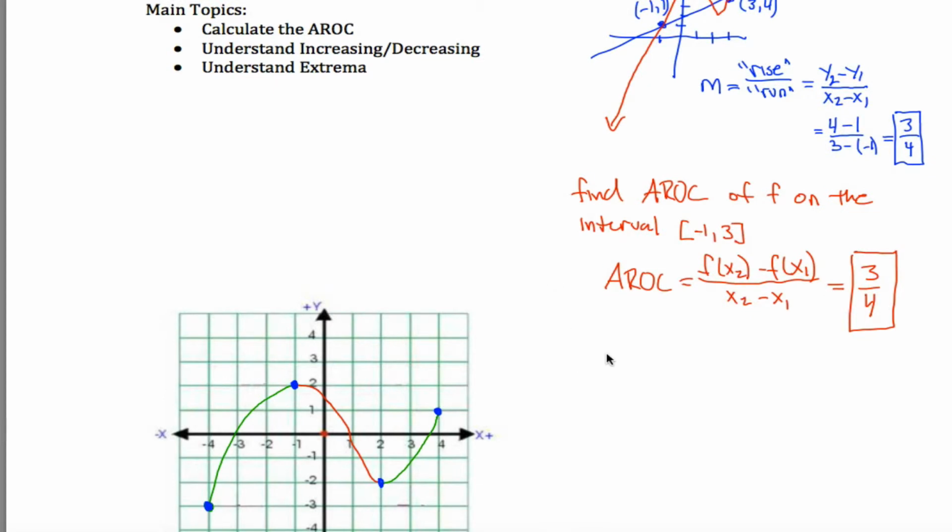Maybe I should do an example of that. Let's say g of x equals x squared minus 3x plus 4. And I might ask you to find the average rate of change of g on, and then pick your favorite interval, say 1, 3.